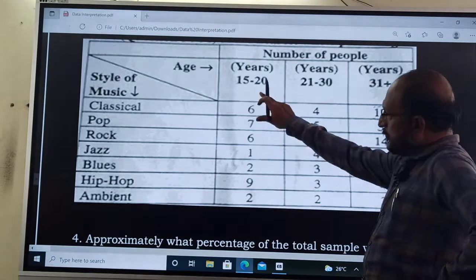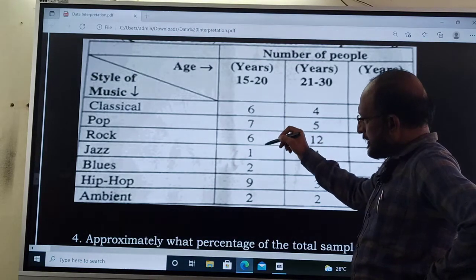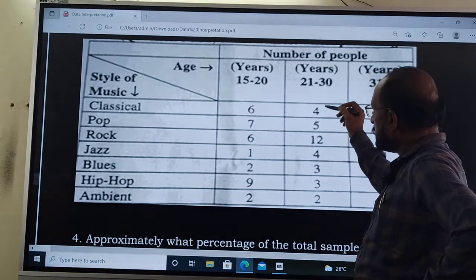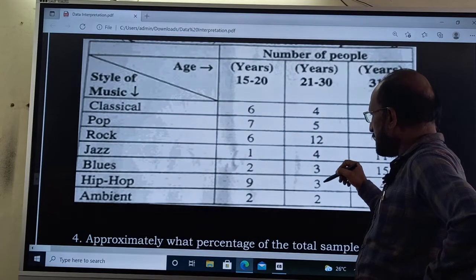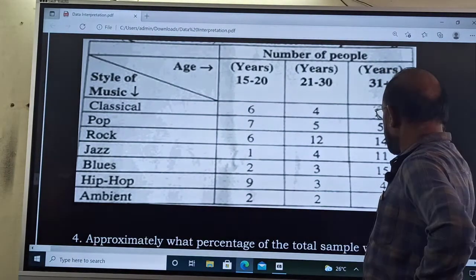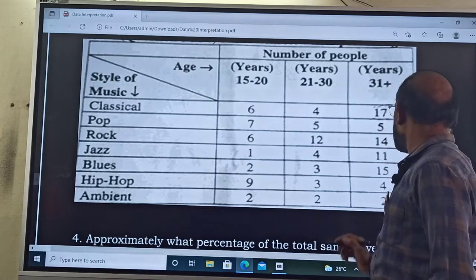If you copy this: 15 to 20 is 6, 7, 6, 1, 2, 9, 2; 21 to 30 is 4, 5, 12, 4, 3, 3, 2; 31 plus is 17, 5, 14, 11, 15, 4, 2.